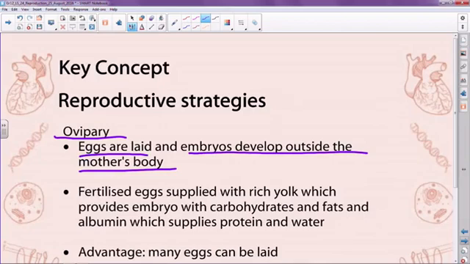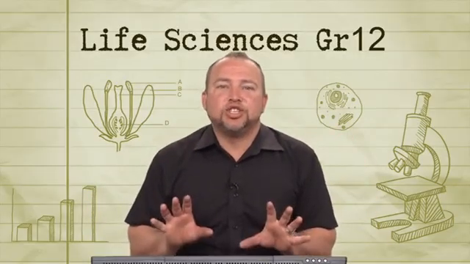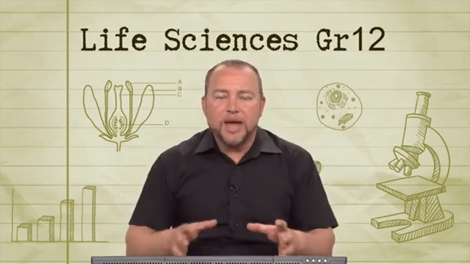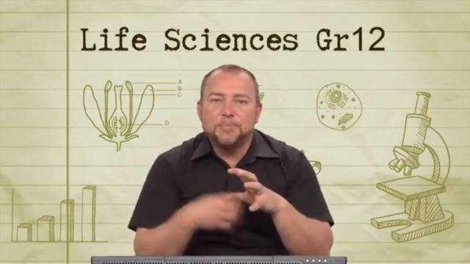Eggs are laid and embryos are produced outside of the mother's body. So here's one, the best one that we all should know: a chicken. A chicken lays eggs. A bird lays eggs. What actually happens is they lay an egg and then they keep it warm. The baby, or the chick, is inside, busy developing.